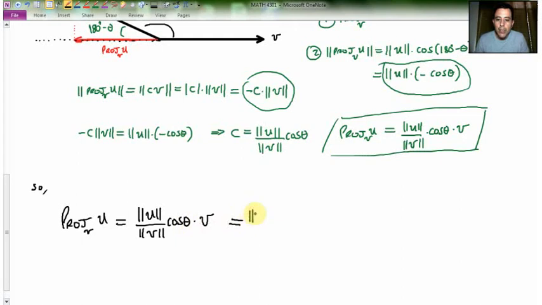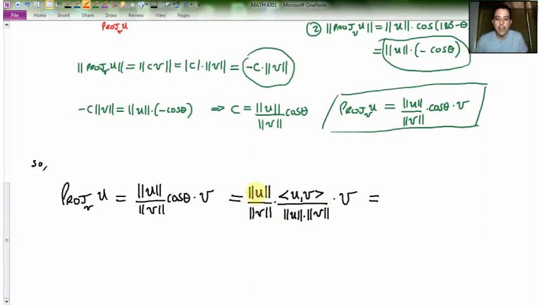Here is norm of u divided by norm of v. If you remember the formula for cosine of the angle between two vectors, it's inner product of u with v divided by length of u times the length of v. And this is times v. Okay, so this whole bunch of things here is just a real number. v is a vector, so it's a scalar times a vector.